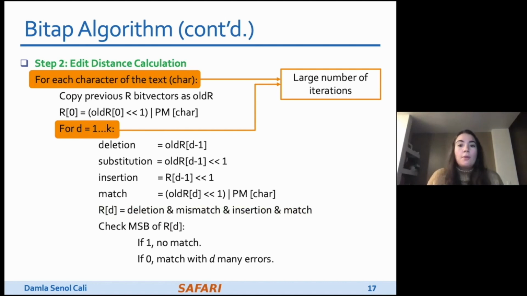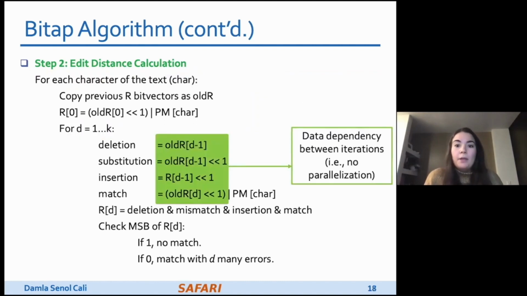So first, Bitap iterates over each text character as the outer loop, as I showed, and it iterates over each possible edit distance, 1 to K, as the inner loop, again, as I introduced. So when we have long error-prone reads, both of these loops need to iterate over very large numbers. And this is for each read to reference mapping alignment. So it is huge. We are dealing with a large number of iterations here.